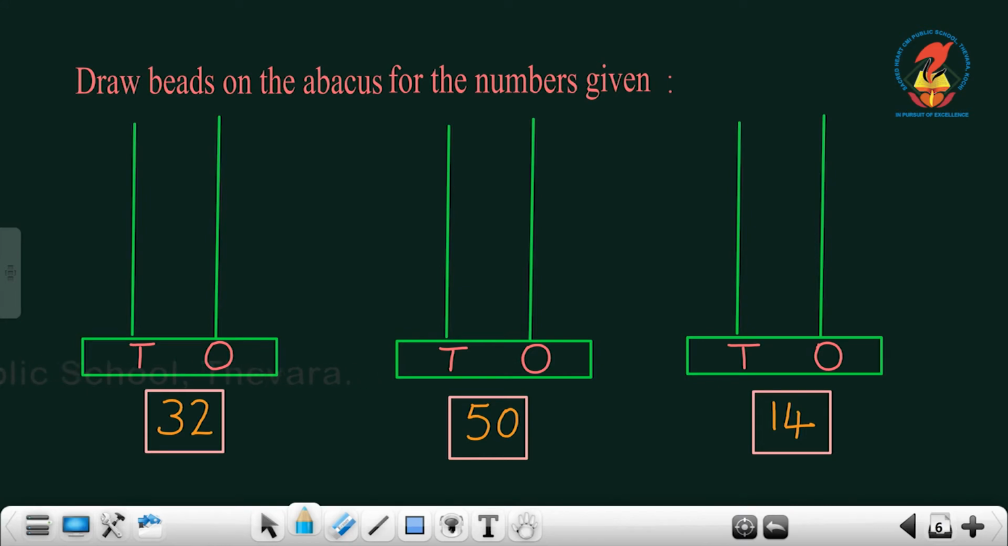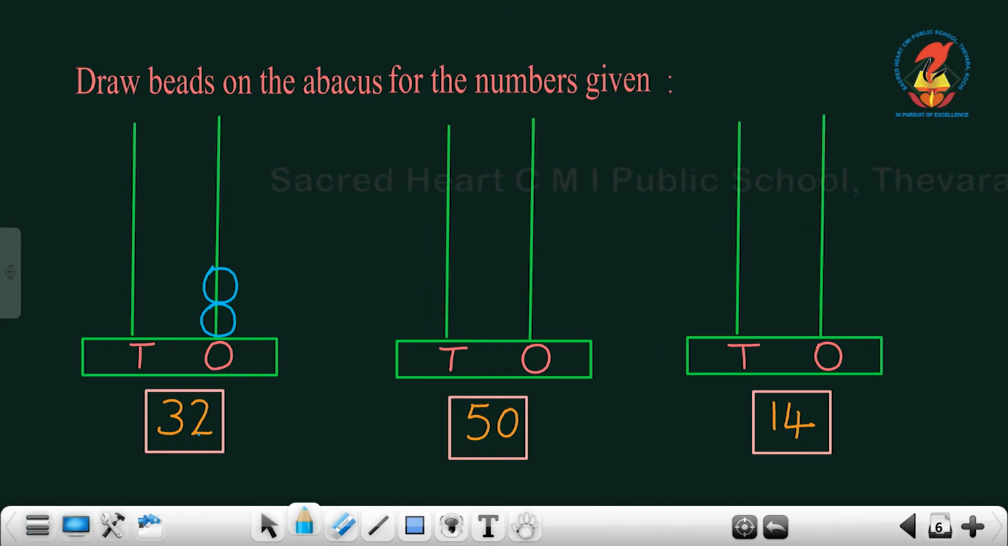First one. What is the number given here? 32. The first number is 32. And in 32 children, how many ones are there? 2 ones are there. So we have to draw 2 beads on ones place. I am going to draw 1, 2. Okay children, 2 beads on ones place.